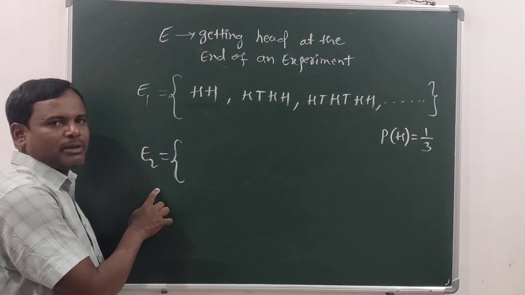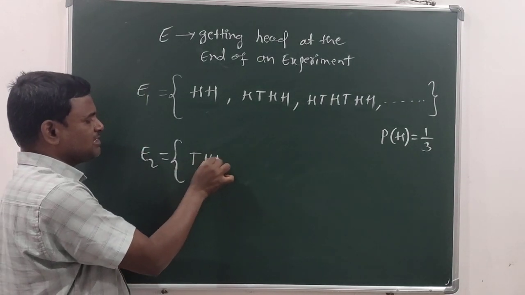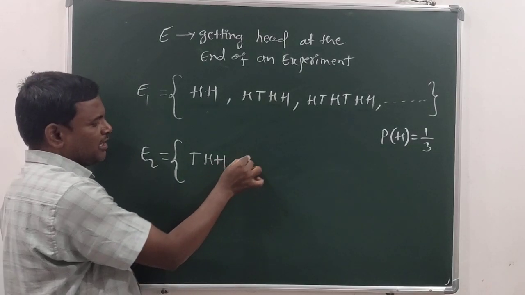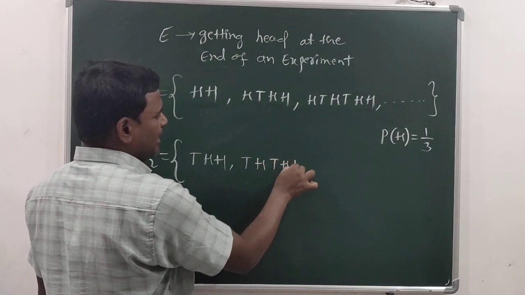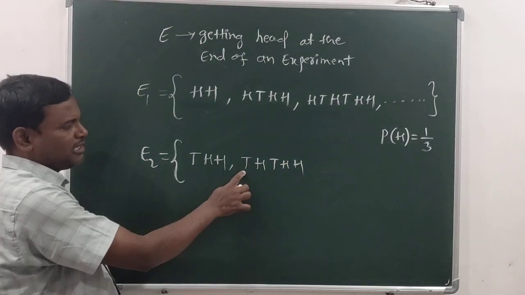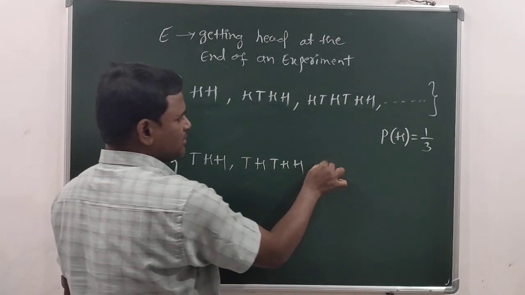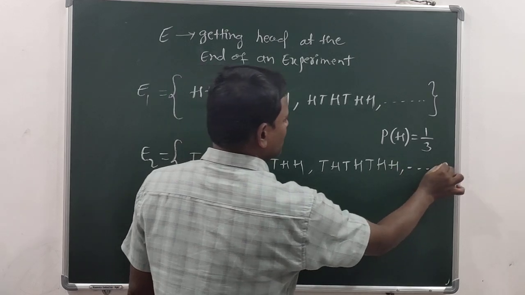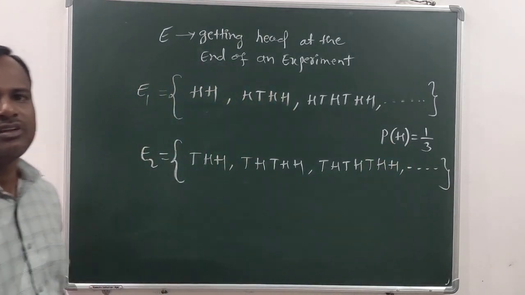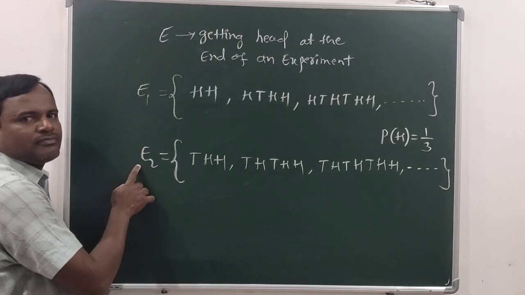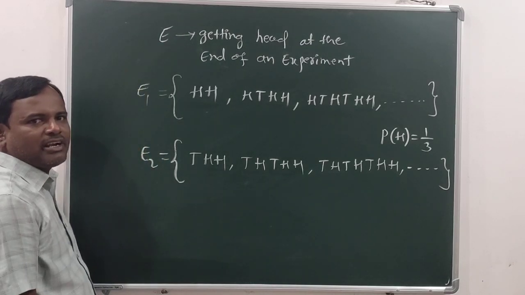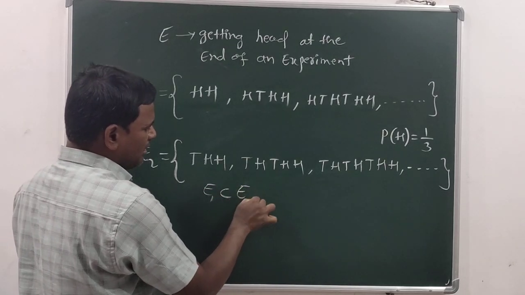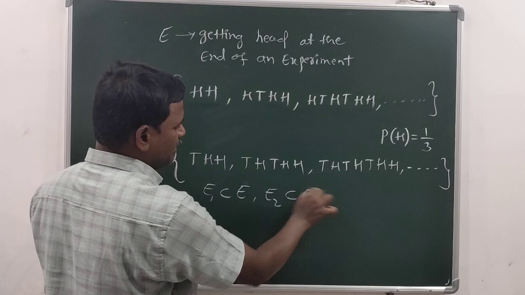And throw odd number of times, we may get like this, THH. First tail, 2 times heads, and 5 times, odd: tail, head, head. Next, tail, head, head, 7 times, and so on. Okay, both are subsets of our required event. E1 is a subset of E, and E2 is also a subset of E.